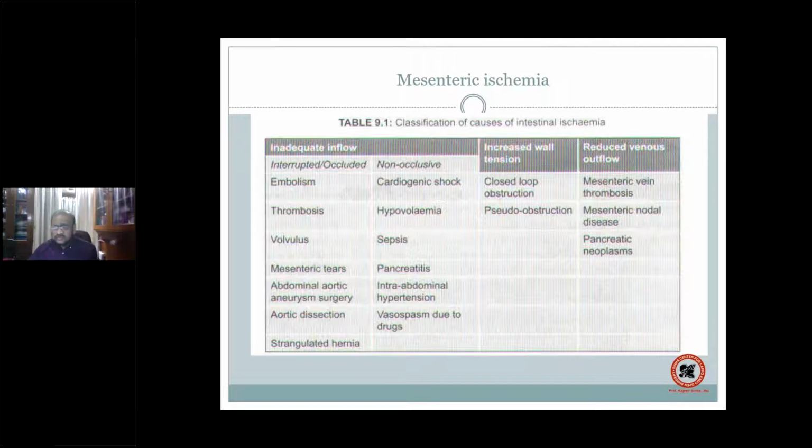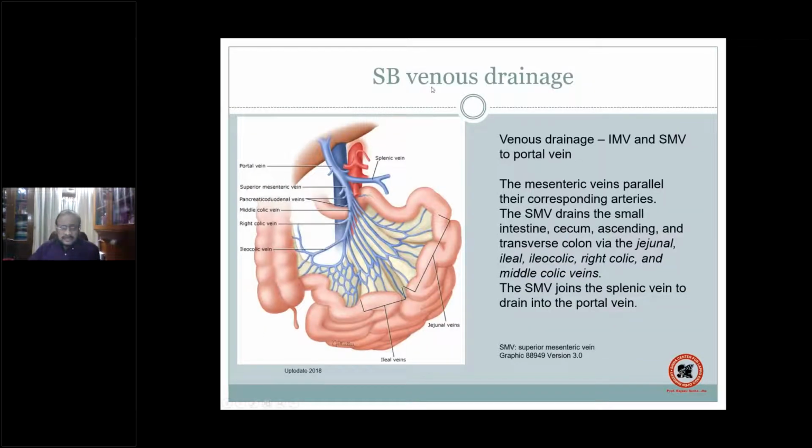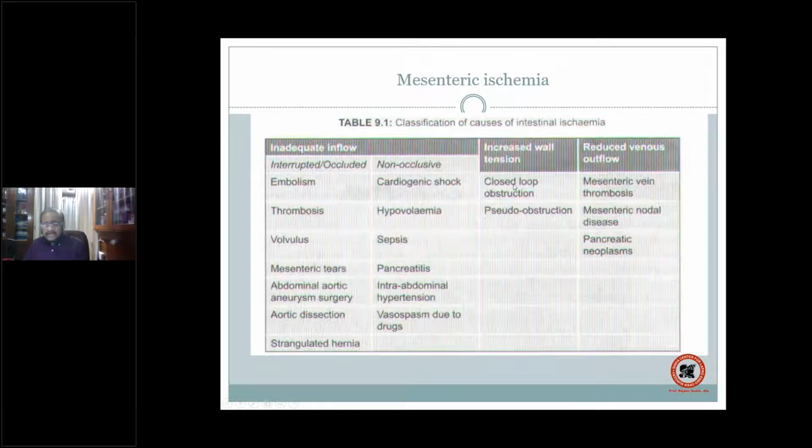So if you have a reduced venous outflow, it could be any problem in the mesenteric vein, either in the form of thrombosis, or it could be a nodal disease pressing on the mesenteric veins, or it could be a pancreatic neoplasm, because remember the anastomosis or the junction between the superior mesenteric and the splenic vein, the pancreas is here. So it's occurring where? Behind the pancreas. So any pancreatic neoplasm is going to have an effect on this junction. An increased wall tension would occur in, let's say, a closed loop obstruction or a pseudo-obstruction.